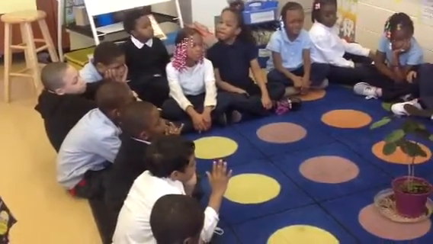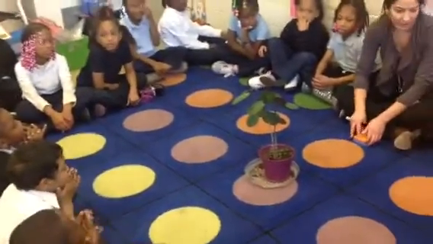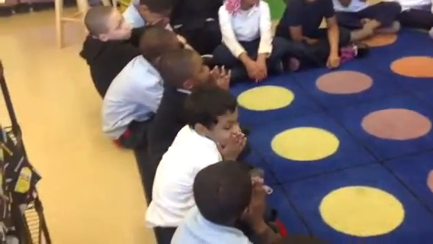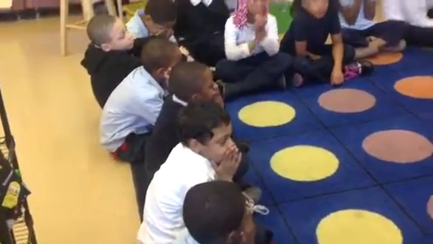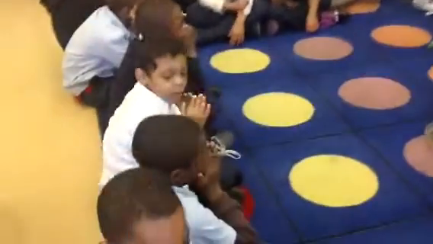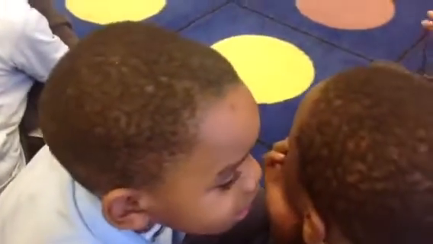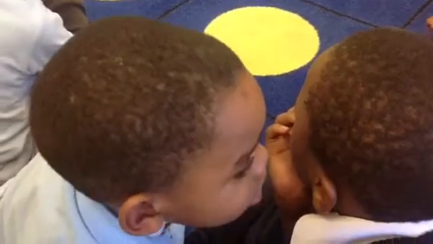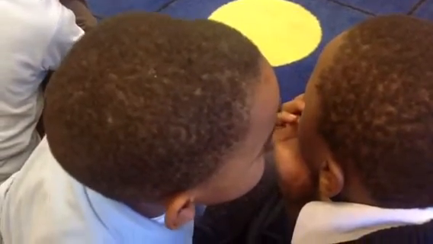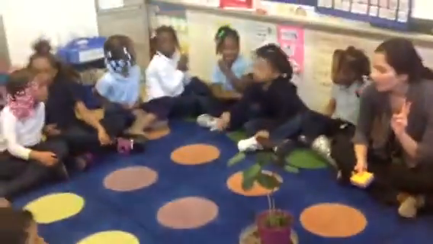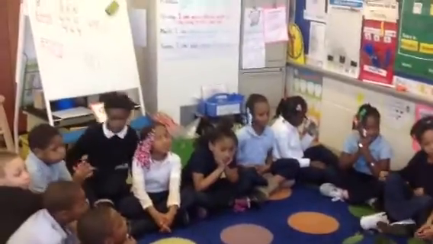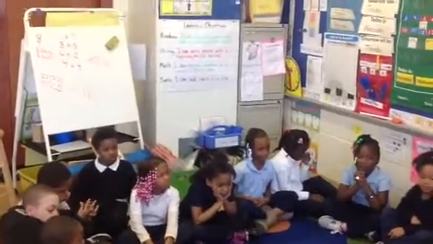I want you to whisper it to yourself. What do you observe about this plant? Now I want you to whisper it to a neighbor. What do you notice? What do you observe? Excellent. Come back to me in 3, 2, 1, 0. Voices are up. Your eyes are on me.